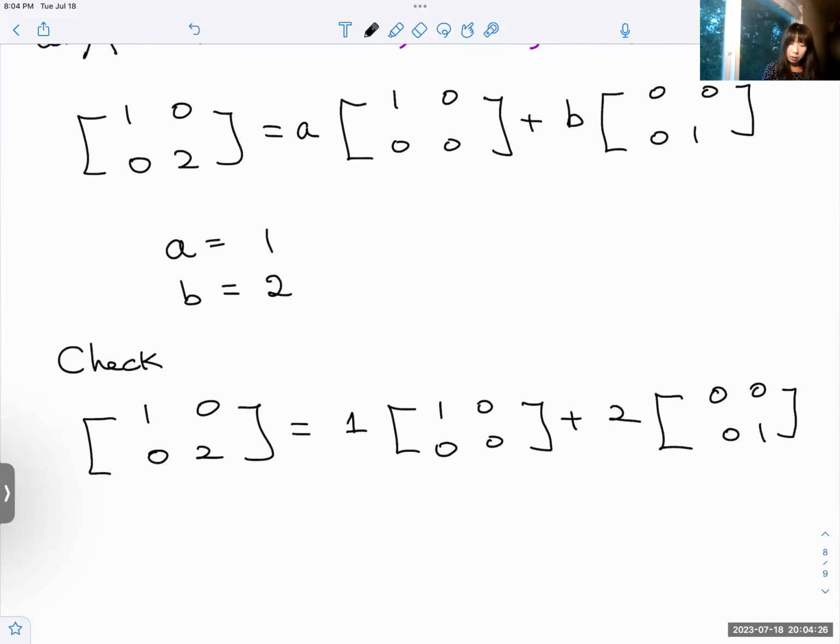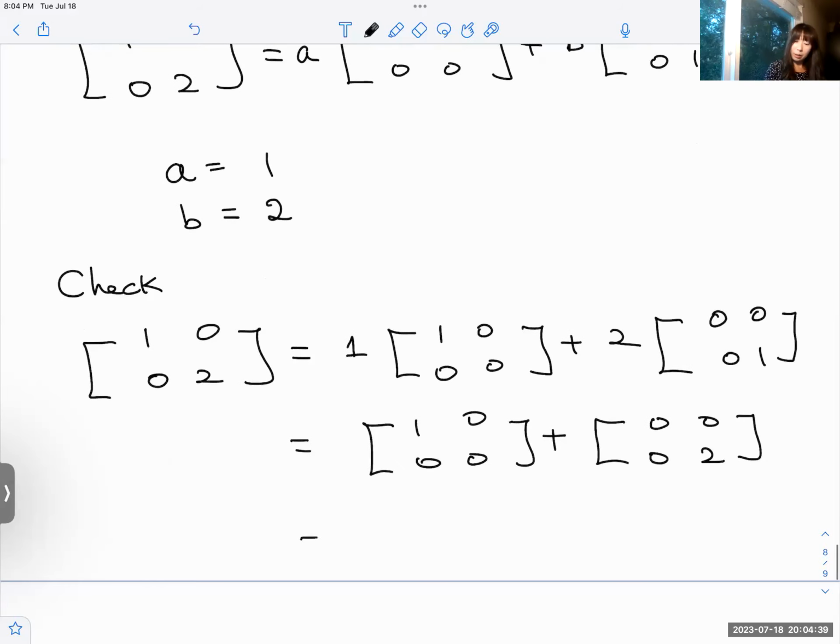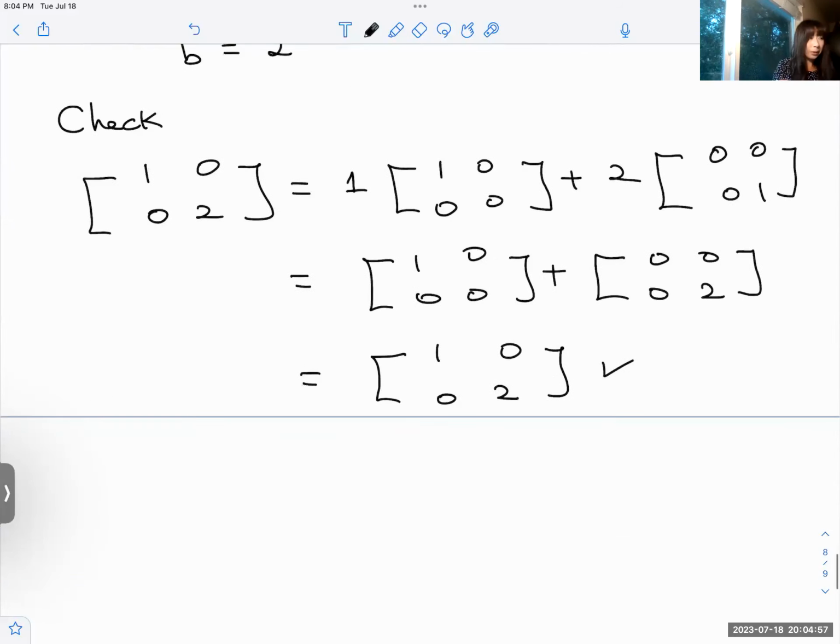So there will be 1, 0, 0, 0 plus 0, 0, 0, 2, right? So we got 1, 0, 0, 2. Very good. All right. Let us do one more, then we finish today. Two more. So let us do this one.